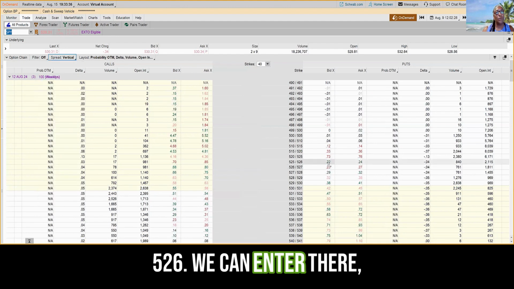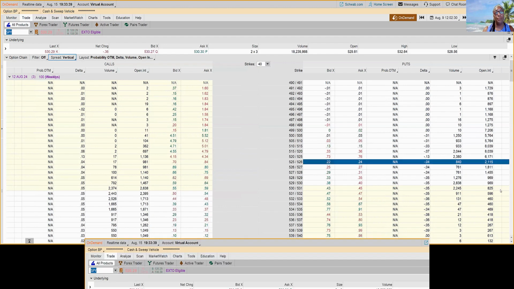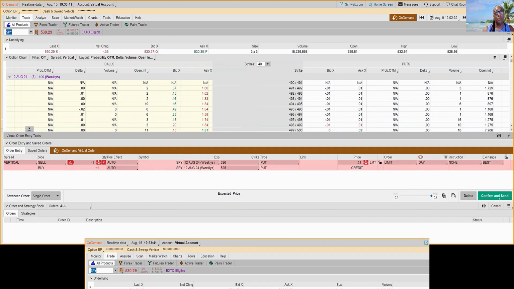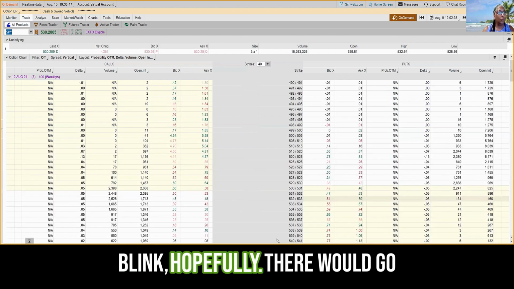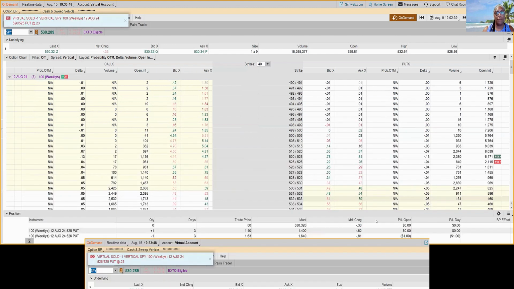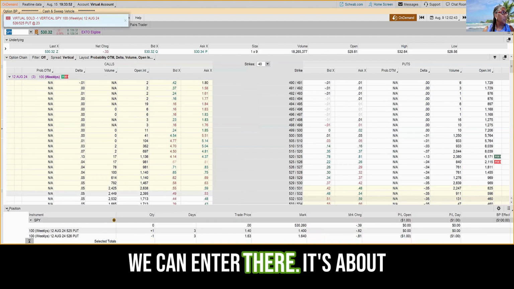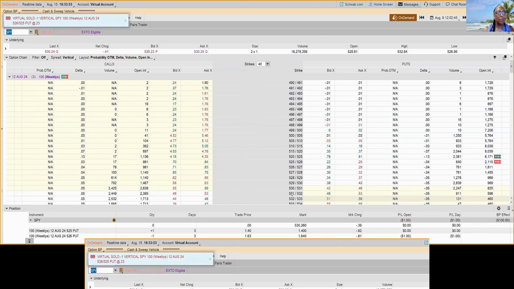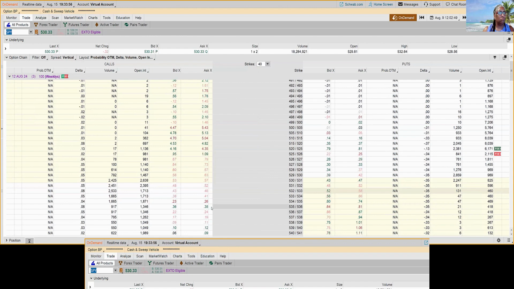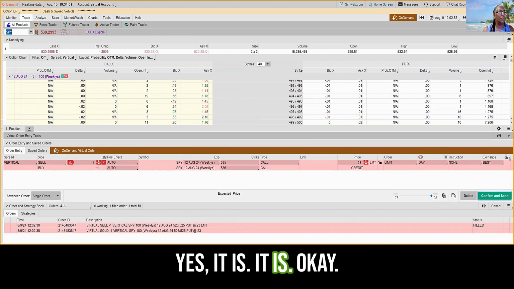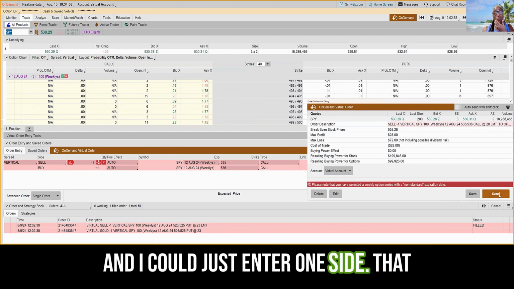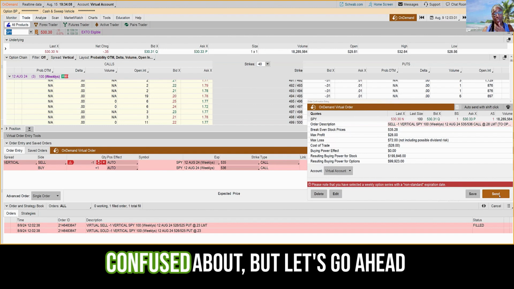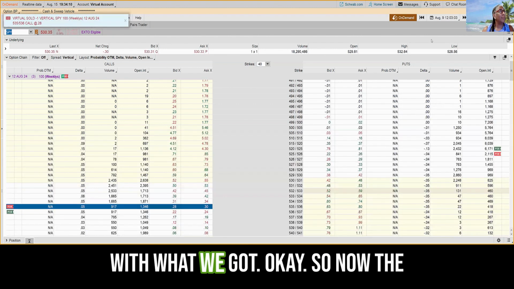526, we can enter there. Hopefully, there we go. 535. We can enter there. I think that's 535. Yes, it is. Okay. And I could just enter one side. That way we don't have as much to get confused about. But let's go ahead with what we got.